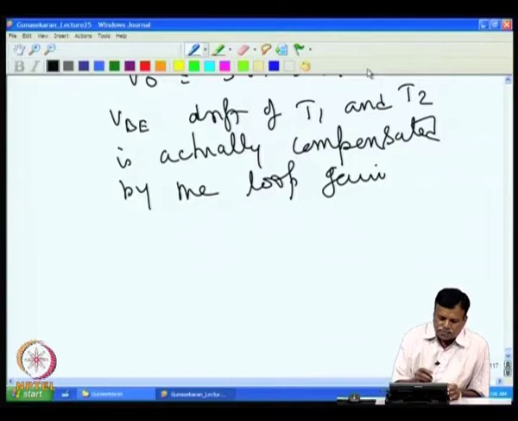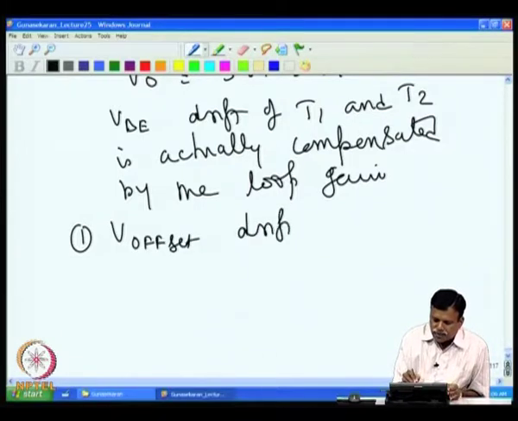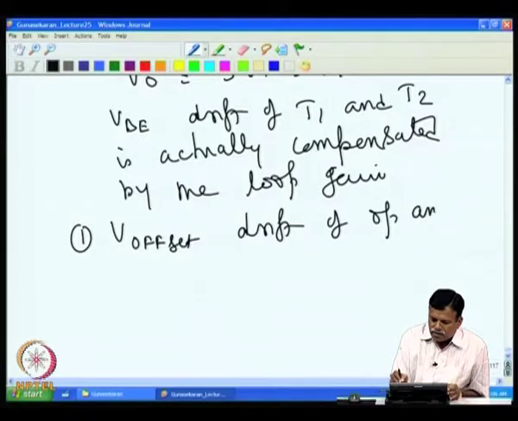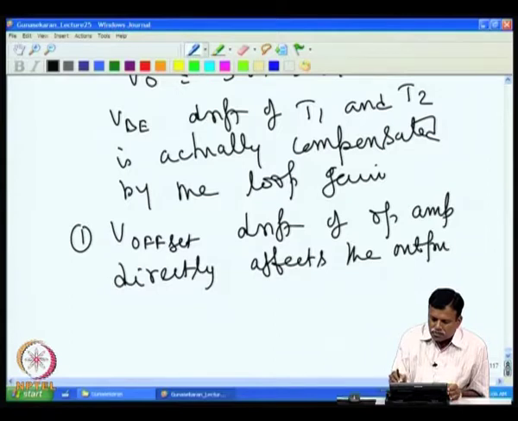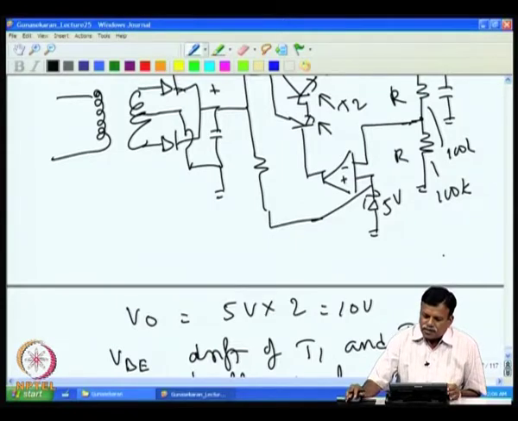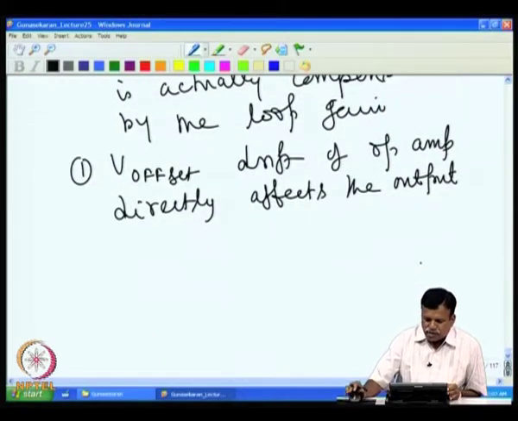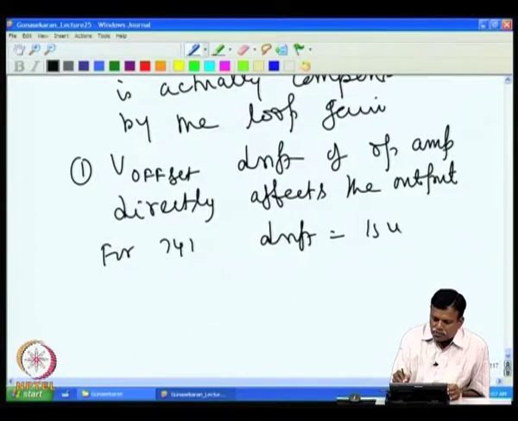So, the offset voltage drift, V offset drift of the op amp, directly affects the output. For example, if I use 741, in that case the offset voltage drift would be 15 microvolt per degree C. For 741, drift is equal to 15 microvolt per degree C.